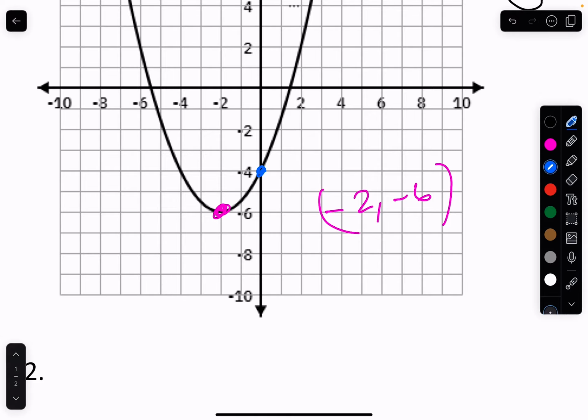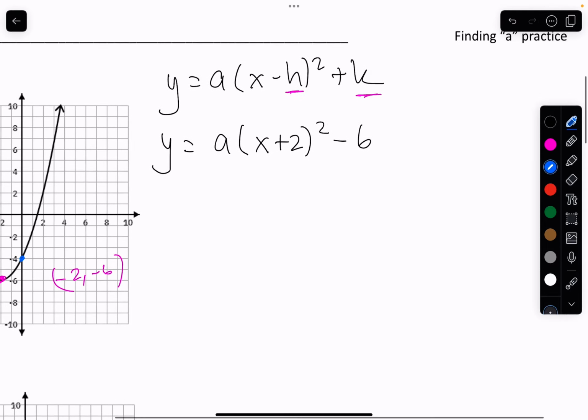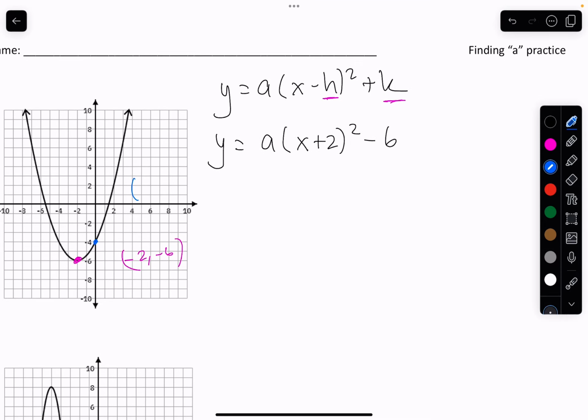This one right here would be really good, 0, negative 4. That's going to be the point that we plug in. That's my x, that's my y. So for y, I'm going to plug in a negative 4. I don't know what my a is, that's what we're trying to find. I'm going to plug in a 0 for my x. And as of now, this is what I've got.